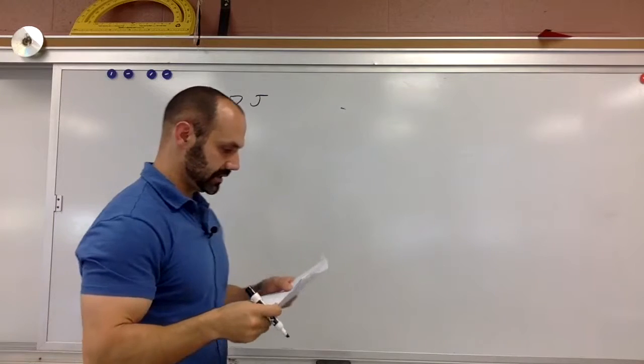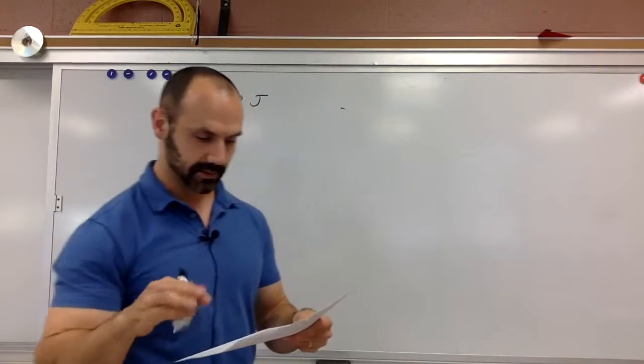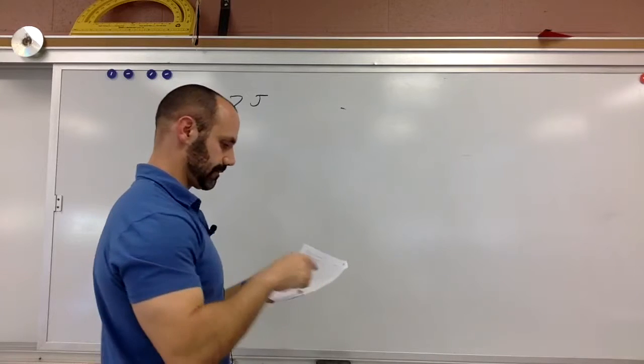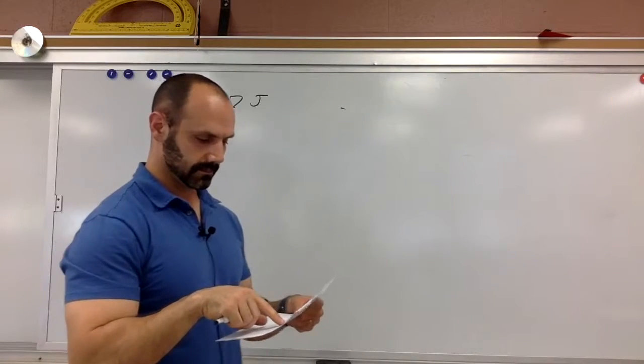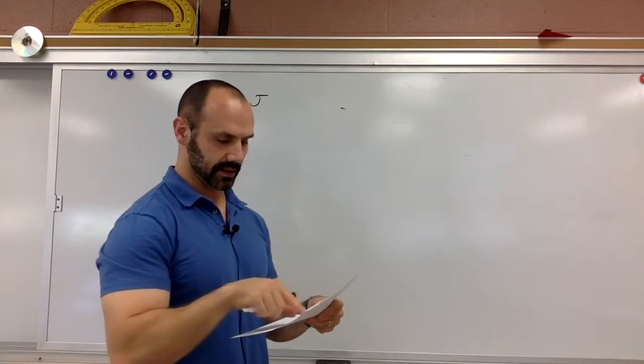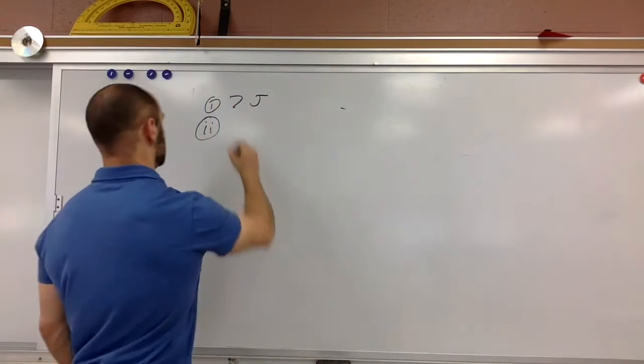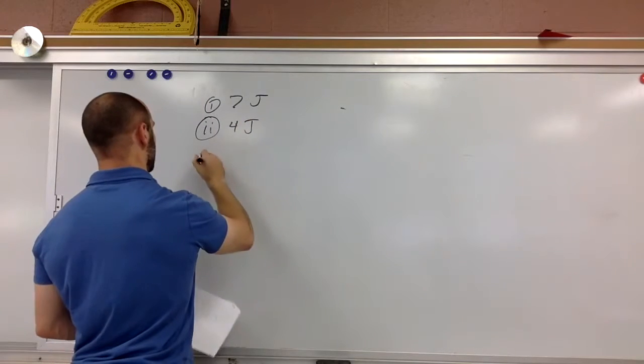For 2, it says find the kinetic energy of the body at 7 meters. So you look at 7 meters, it's at 3. The total, so at 7 meters, you can see it's got 3 joules of potential energy. That means it's got to have 4 joules of kinetic energy.